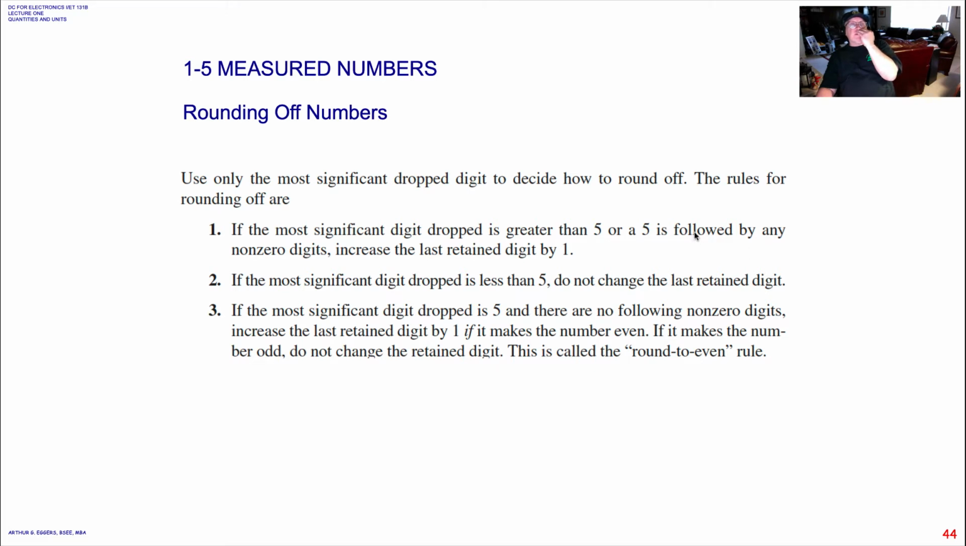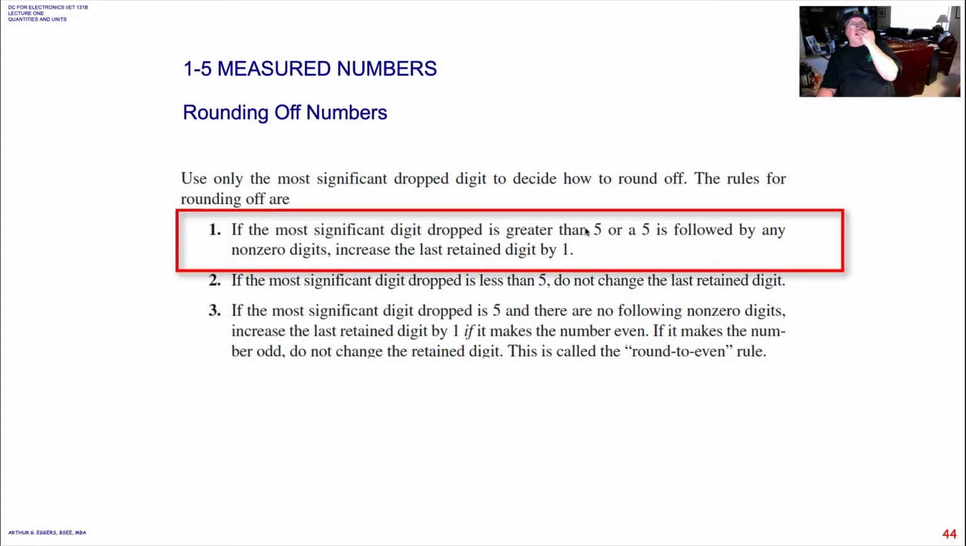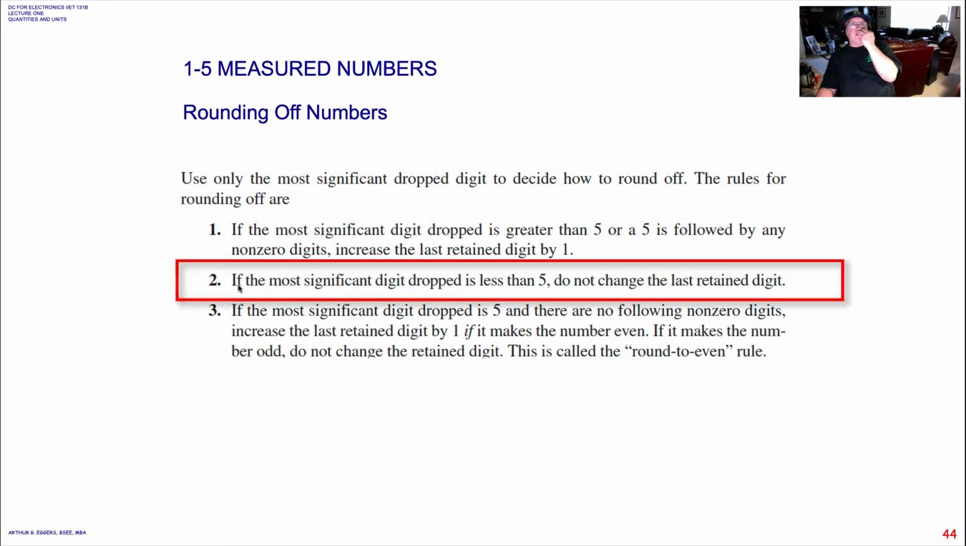Use only the most significant dropped digit to decide how to round off. The rules for rounding off are: 1. If the most significant digit dropped is greater than 5, or a 5 is followed by any non-zero digits, increase the last retained digit by 1. 2. If the most significant digit dropped is less than 5, do not change the last retained digit.